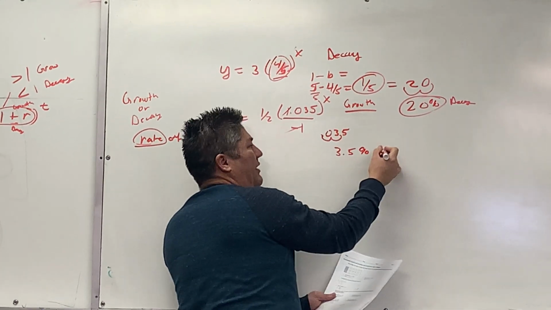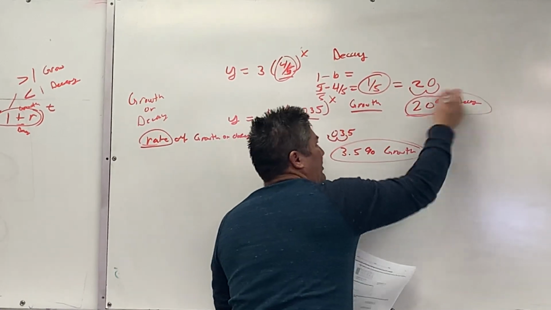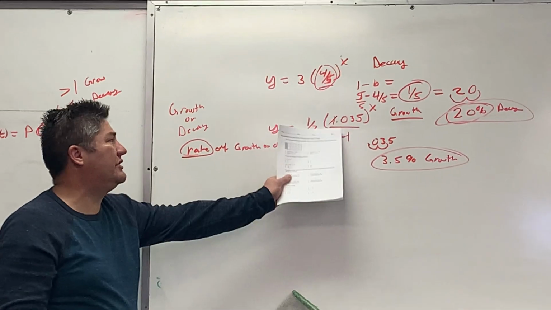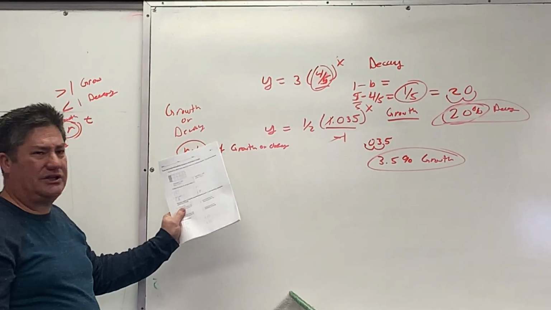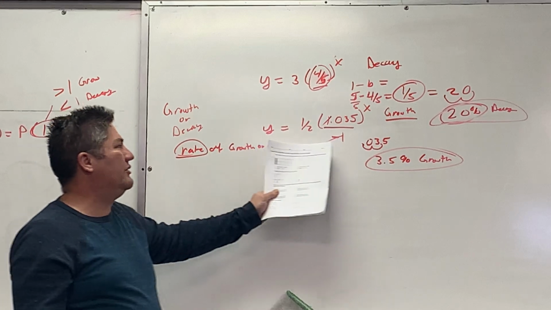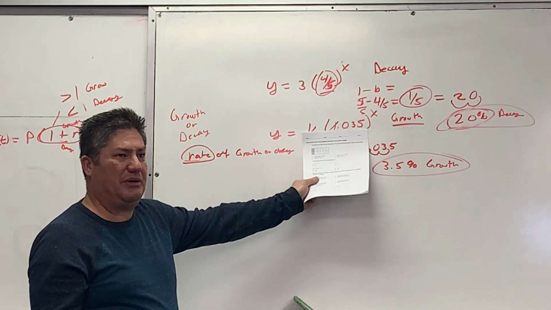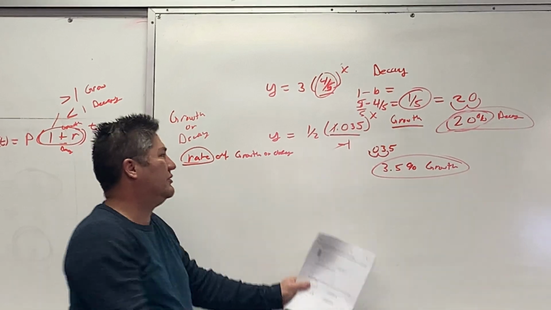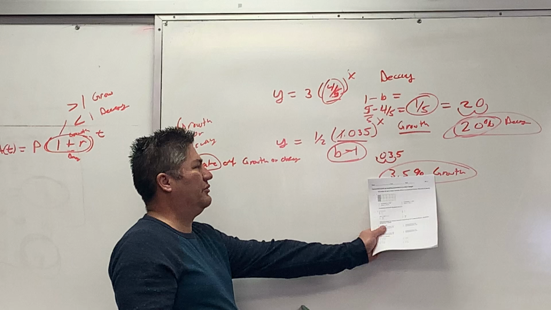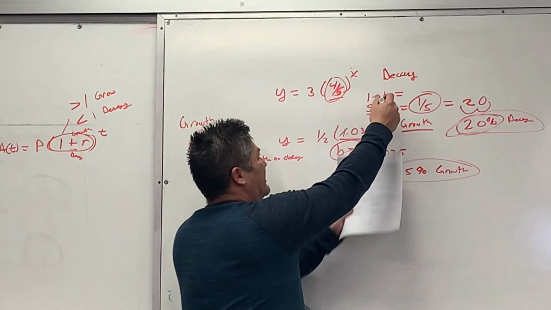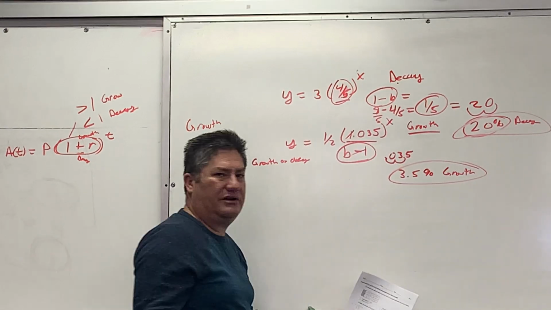This is 3.5% growth. Okay? So know whether it's decay or growth. That's easy. Just look at that. And then from there, you're going to say, all right, I know it's decay or I know it's growth. How do I do it? If it's growth, I subtract 1 from the base value, from the b, so this is b minus 1, and I'm going to get my growth rate. If I take 1 minus b, a little bit opposite there, I'm going to get my decay rate.